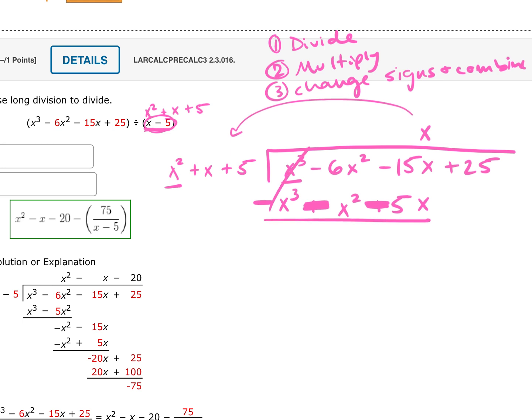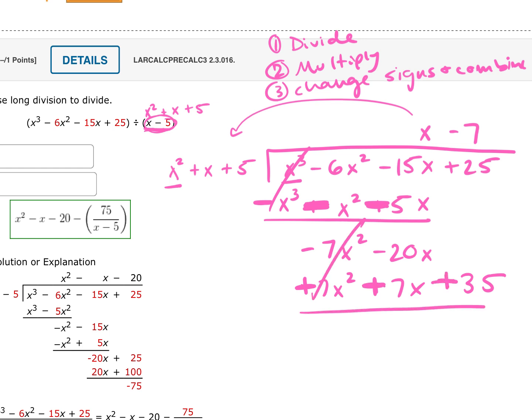So our first terms cancel. This would be minus 7x squared minus 20x. Then we repeat. We do it again. So negative 7x squared divided by x squared would be negative 7. Multiply that with everything out front. We get negative 7x squared minus 7x minus 35. Change the signs and combine. So plus, plus, plus. These cancel. Negative 20x plus 7x would be negative 13x. And this would be 60.